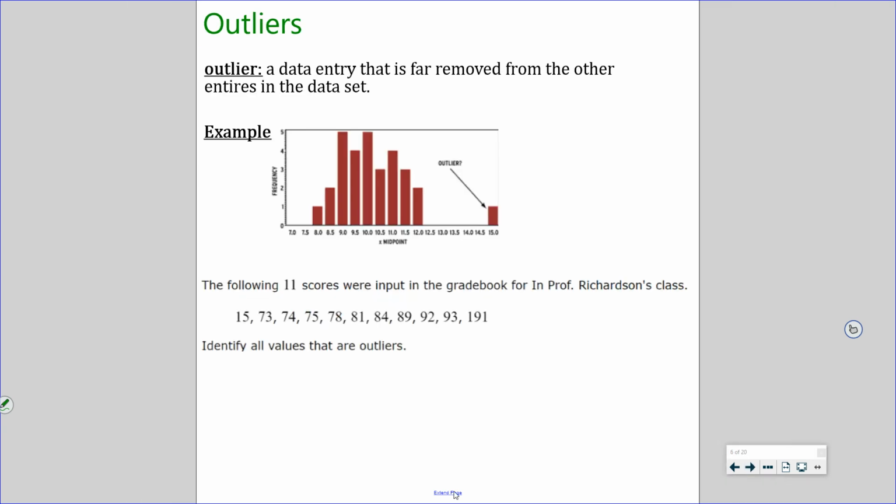All right. Here's 11 scores that were put in the grade book in Professor Richardson's class. Which of these are outliers? I'm looking at this range and I'm like, whoa, 15 is way below. Then it ranges 73, 78, 89, 93. And then, whoa, someone scored 191. Those would be outliers. Okay, so here's how we can use interquartile range to identify outliers.